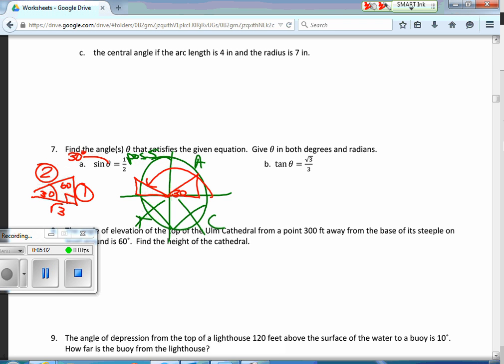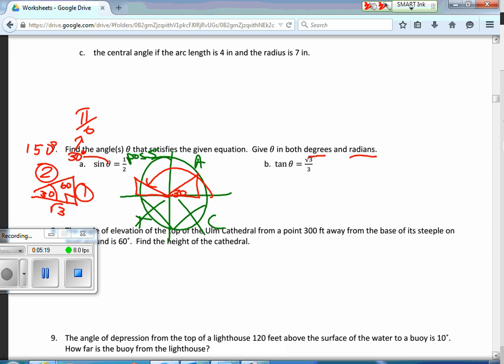So 30 and 150. But wait, it wants it in degrees and radians. So if I have 30 and 150, I got to change those both to radians. You can do that with that pi over 180 thing, okay? Or you can just have them memorized. I hope by now you've memorized 30 degrees. It's pi over 6. I know it's been a while.